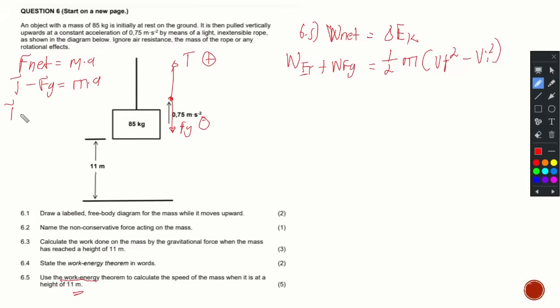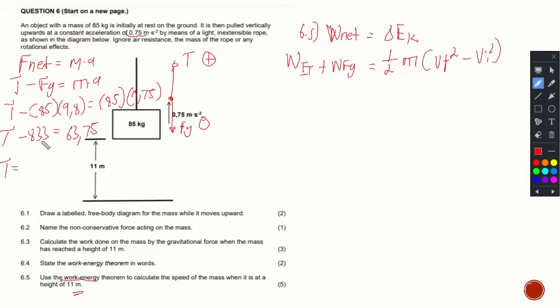Now we are looking for our tension magnitude. Then mg, that's 85 multiplied by 9.8, and then we're going to have 85 multiplied by the acceleration, which we are already given to be 0.75. So we are using that to find the magnitude of tension. So 85 multiplied by 9.8, that's a negative 833, is equal to 85 multiplied by 0.75, which will give us 63.75.